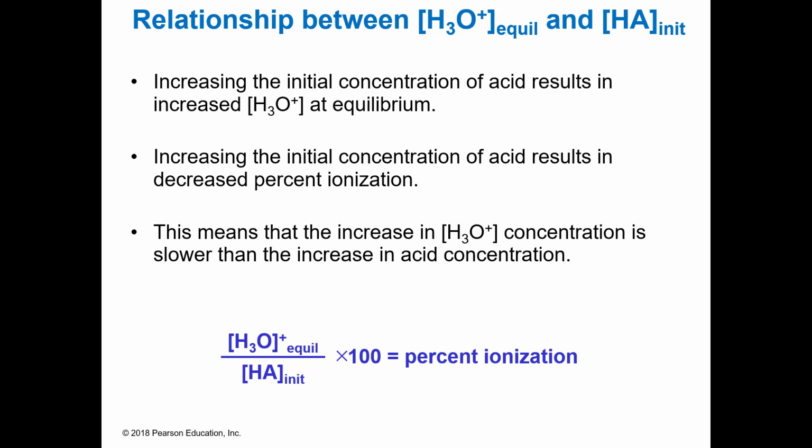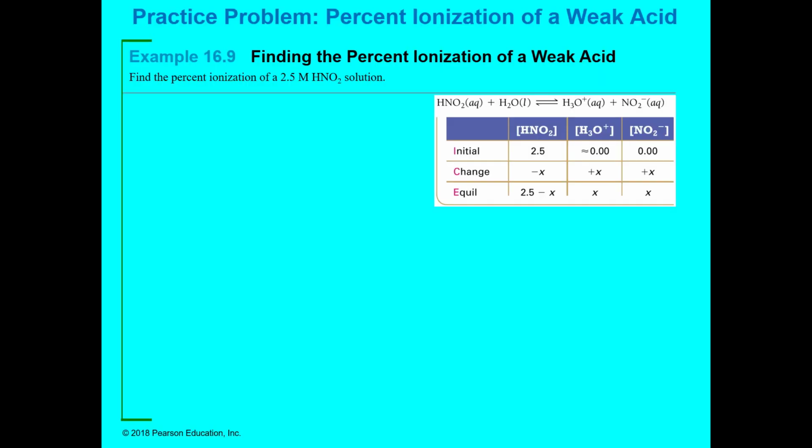Increasing the initial concentration of acid results in an increased H3O plus at equilibrium. That makes sense, okay? Increasing the initial concentration of acids results in decreased percent ionization. This means because you've increased the H3O plus concentration, it's going to be slower than the increase in the acid concentration. Okay, so always you have whatever you've got for the H3O plus, whatever's ionized at equilibrium divided by the initial times 100 gives you that percent ionization.